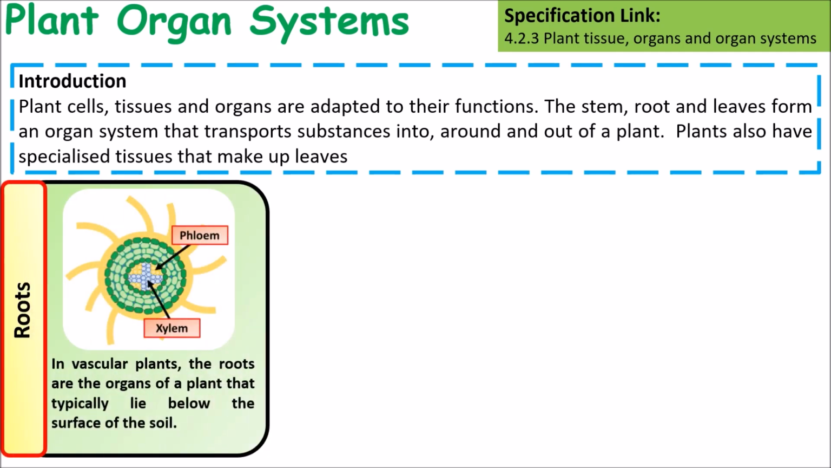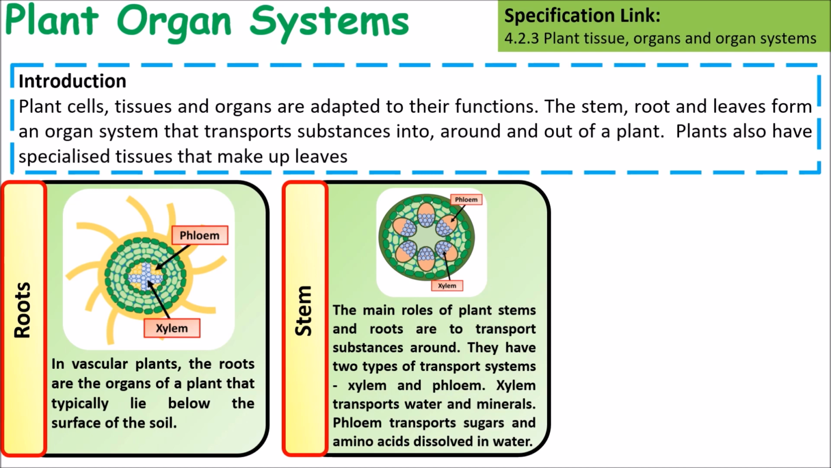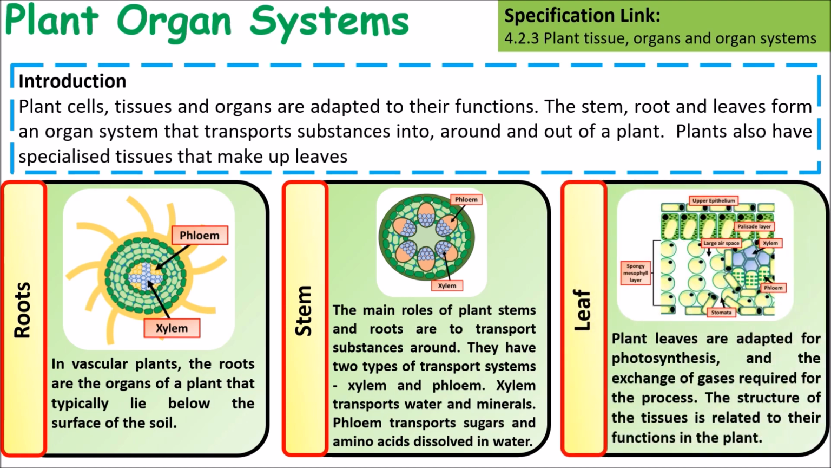So roots in vascular plants typically lie below the soil and absorb water and minerals. The stem has a main role in transporting things from the roots up towards the leaf and also helps the plant grow and get taller so its leaves can get more sunlight. And the leaves are adapted to carry out photosynthesis. So photosynthesis is the process that a plant uses to make glucose.